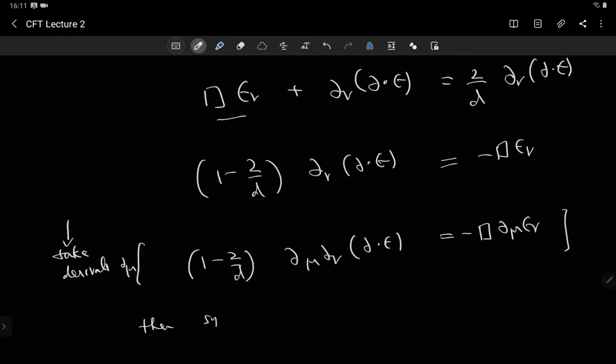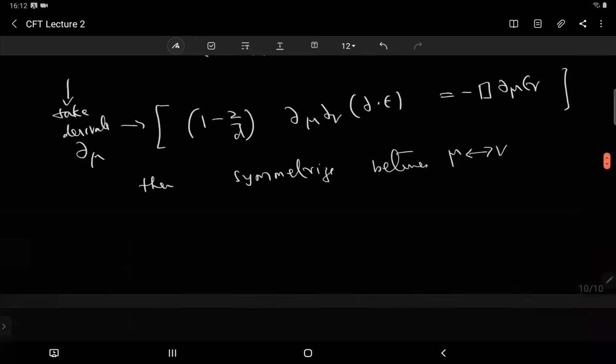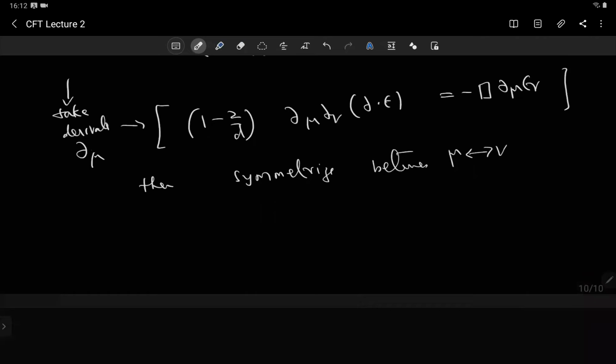Then symmetrize. One del nu, right? You have one on the outside and one on the inside as well. So taking the derivative del mu, you'll get this. Once you do that, then symmetrize with mu and nu, meaning you add to this the same with mu and nu interchanged. So just symmetrize both sides.